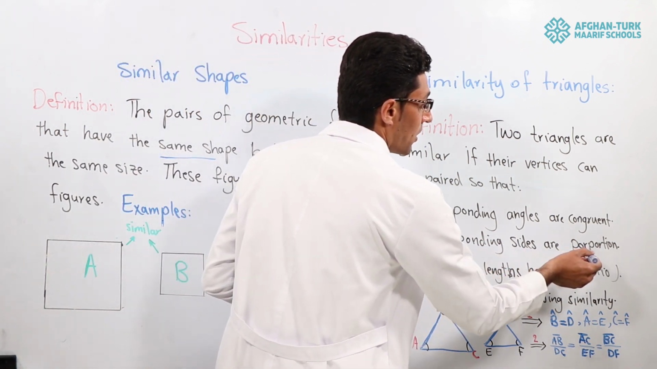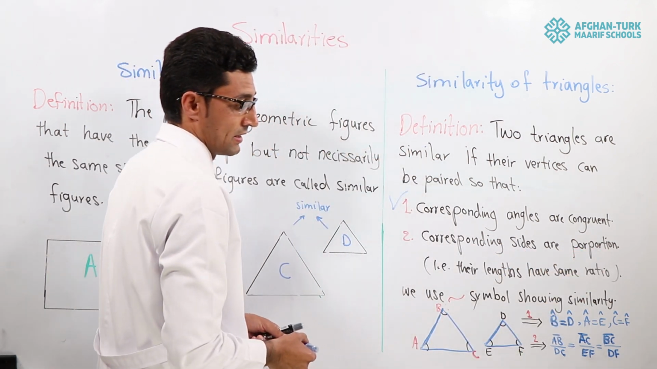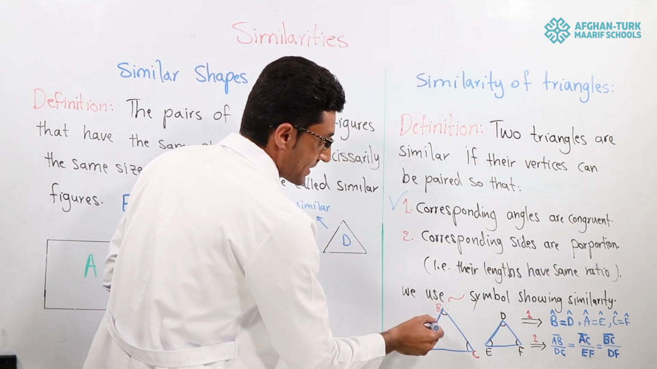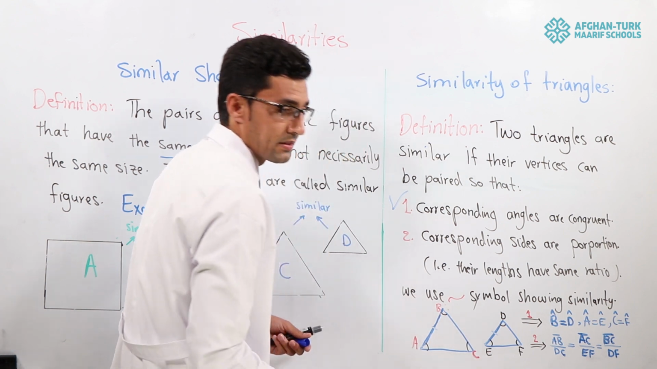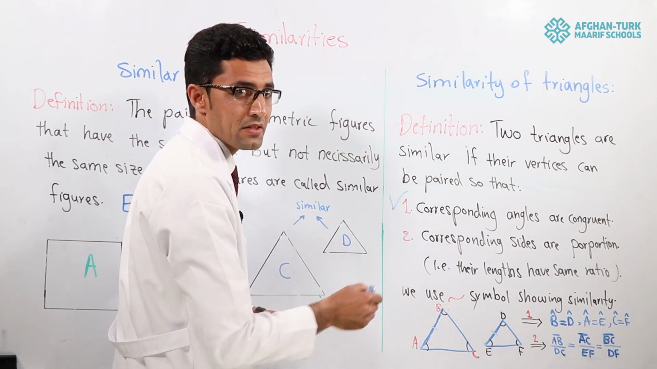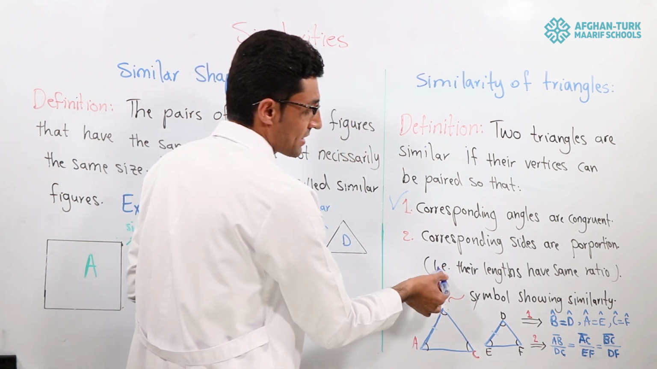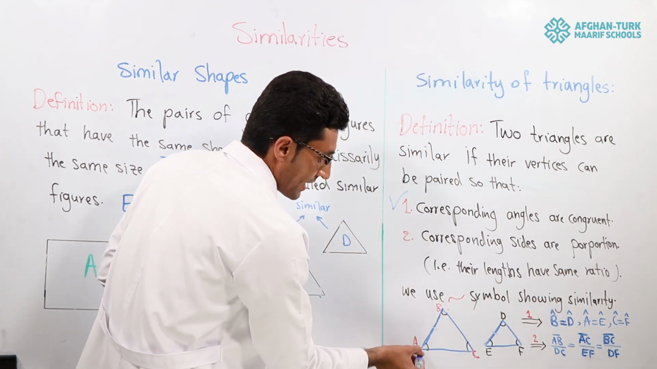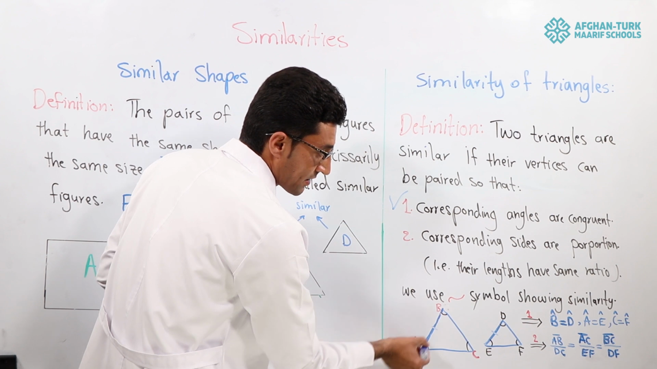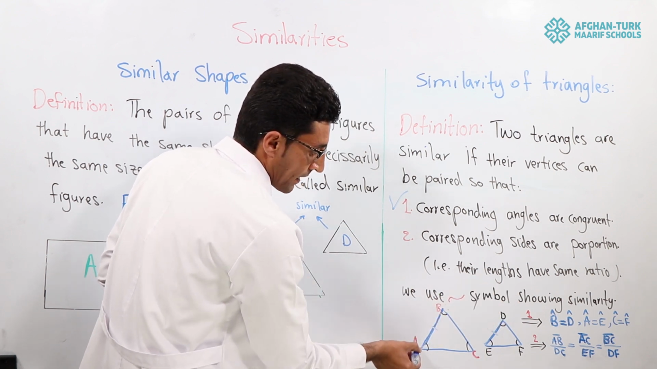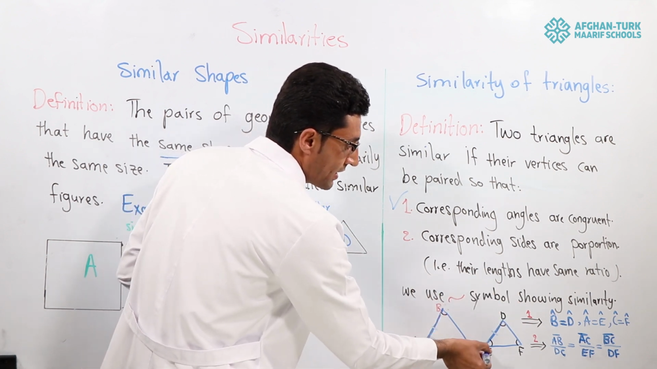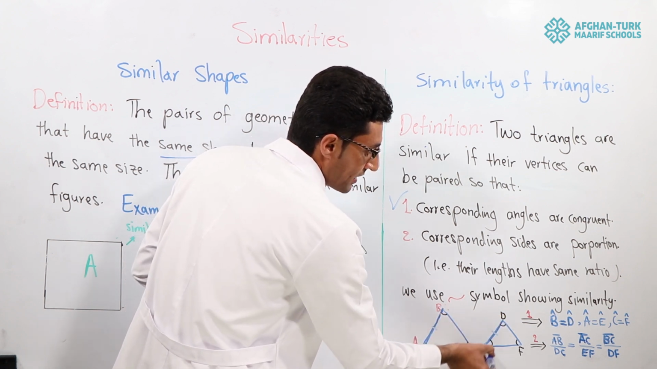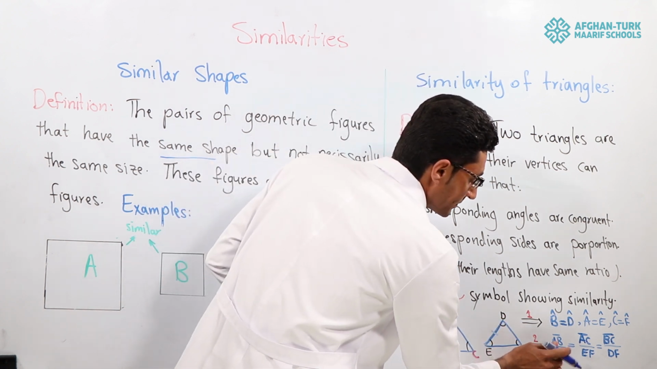Corresponding sides are proportional. It means this side with this side. These two lines are called sides. What does it mean? Their lengths have the same ratio. It means AB, ratio, you know, fraction. AB divided by what? AB divided by DE.